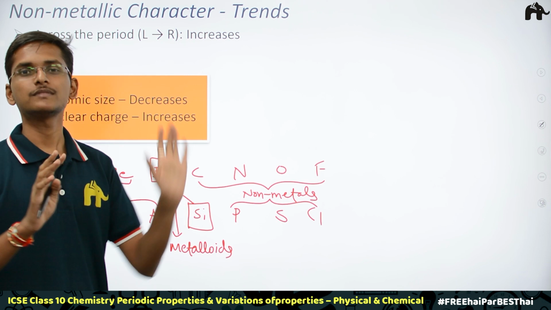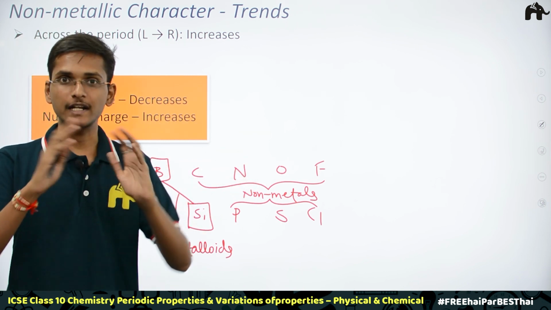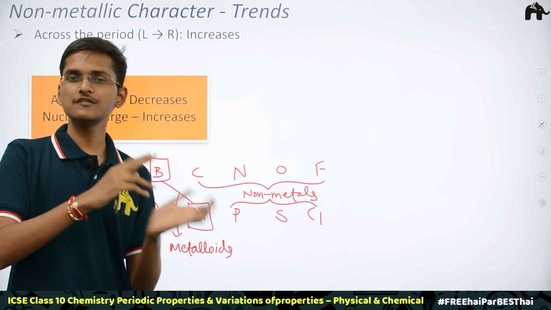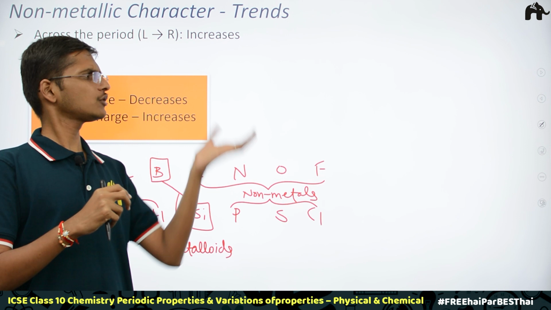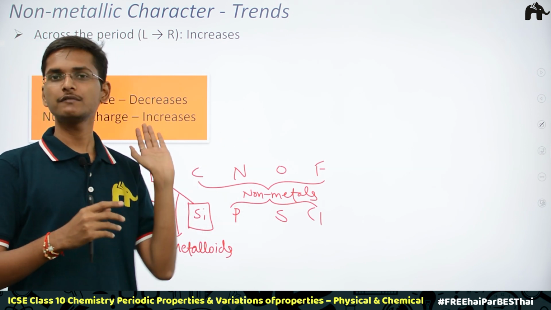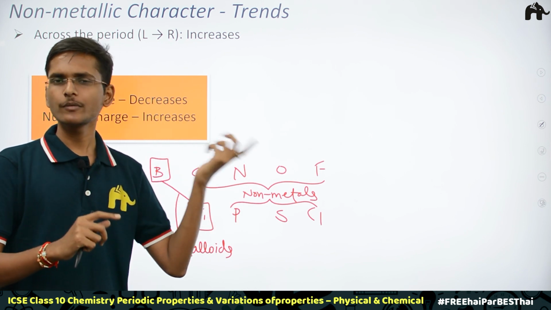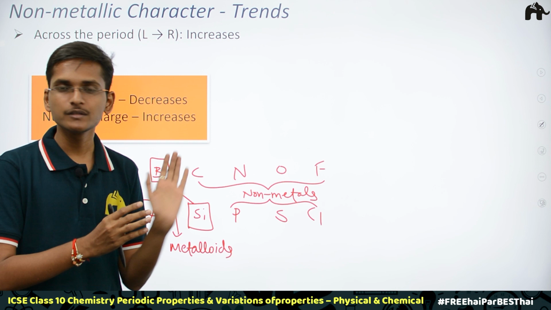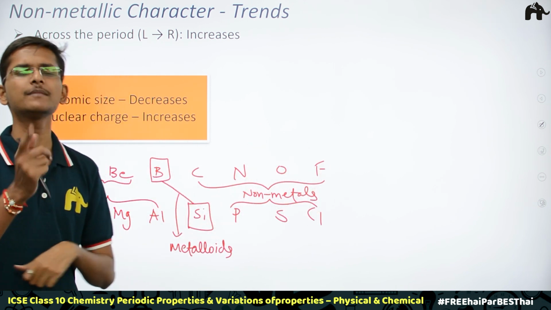Same, we just come to that conclusion at last, but in the process we learn why it happens. So isn't it interesting? So we are going to follow the same process. Now let's see what happens to the non-metal character when we move across the period. So same logic we would apply: atomic size, nuclear charge, what happens to them when we move across the period? When we move across the period, atomic size decreases.